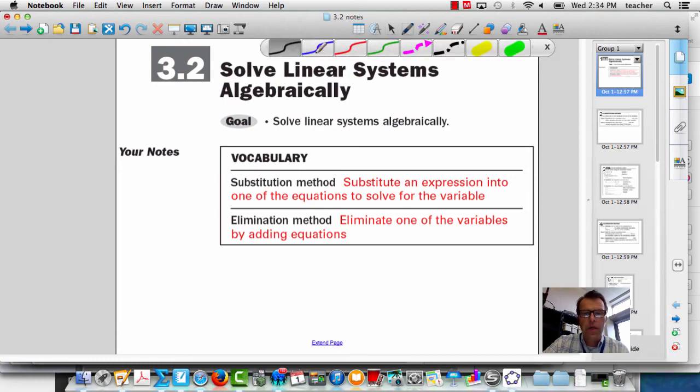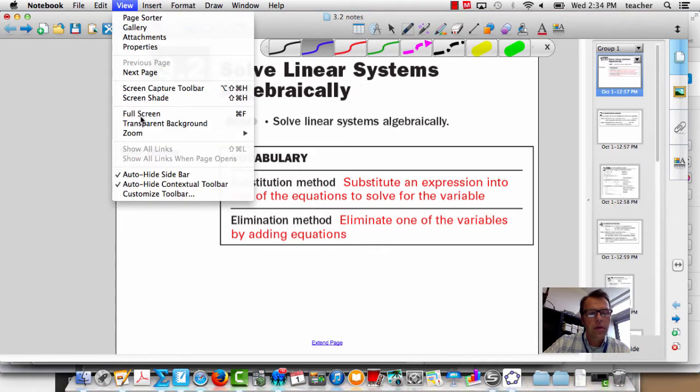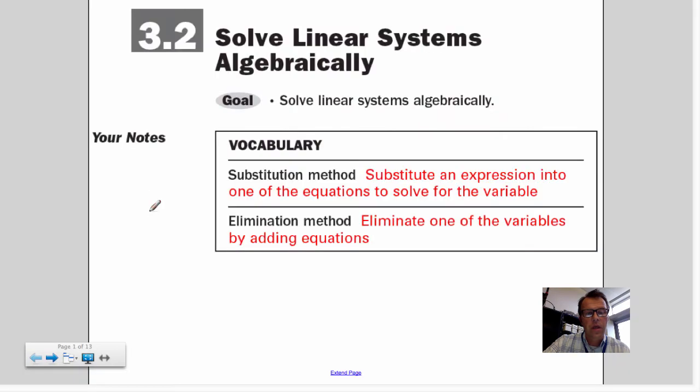We are in section 3.2 from the book, and we go full screen. The title of the section is called Solve Linear Systems Algebraically. I'm sure you've done this at some point, so it's nice review, but let's go through it as if it were a new subject for you. We have two ways to solve linear systems: either the substitution method or the elimination method.